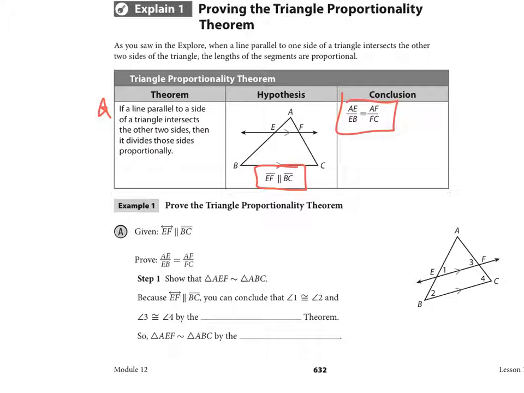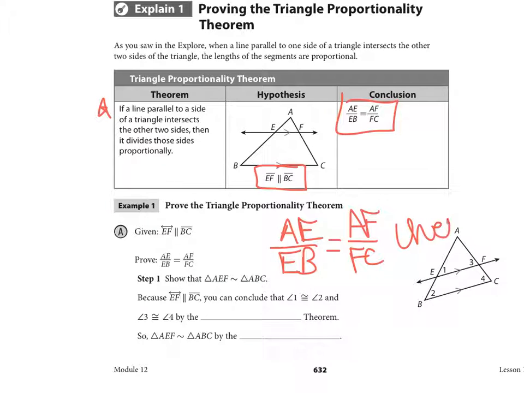And it's the same if you do it backwards, okay? If I know that AE over EB is equal to the proportion of AF over FC, then EF is parallel to BC. So this works backwards and forwards, this theorem does.